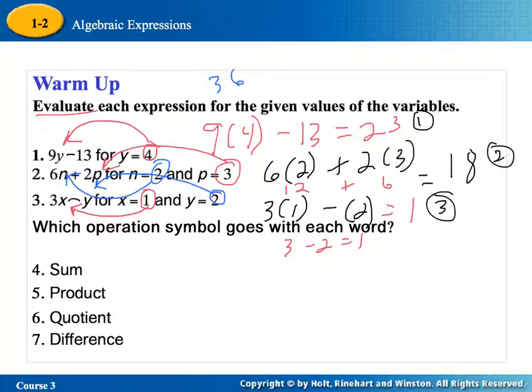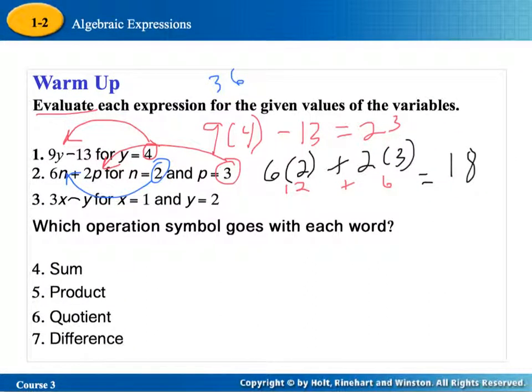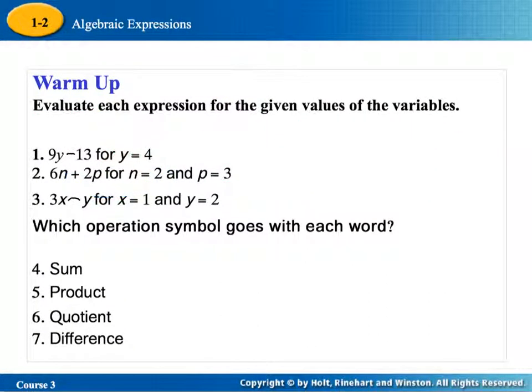Very nice. All right, we're going to move on to the very bottom, 4, 5, 6, and 7. I hope you are ready to go. This very first one asks us to come up with an operational symbol for each word. So when I look at the word sum, what operation am I talking about? Well, with the word sum, I will be talking about addition.